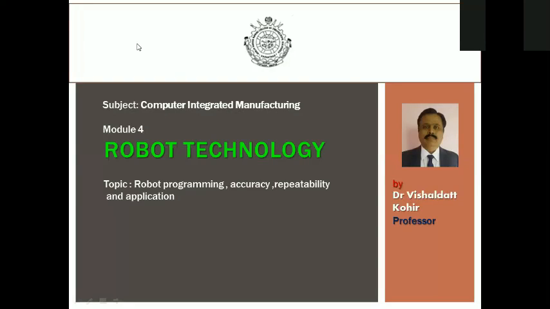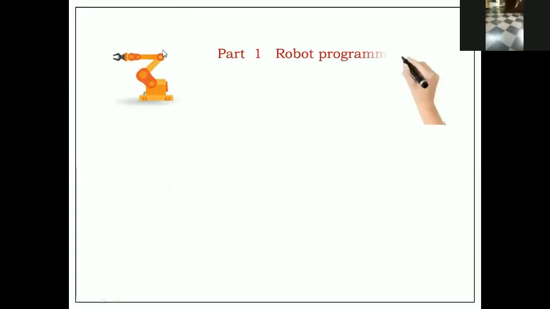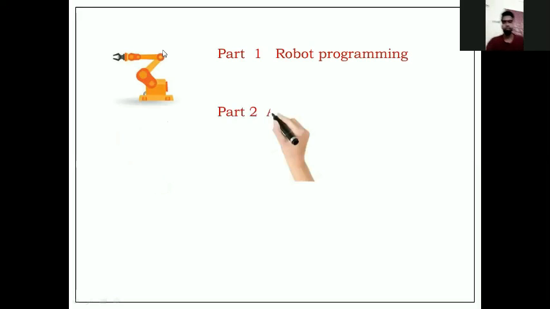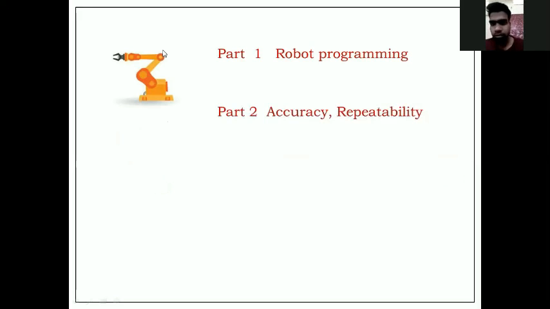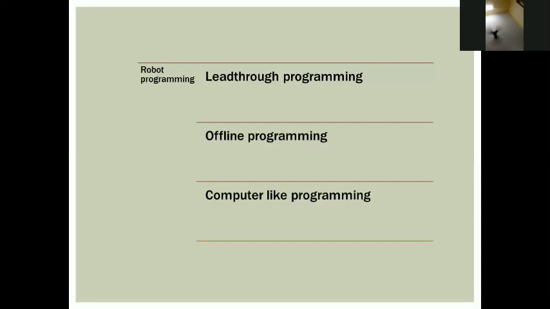Methodology consists of three parts. In part 1, I'm going to talk about robot programming. Part 2 deals with accuracy and repeatability. Part 3 is going to talk about robot applications. Let's start one by one.